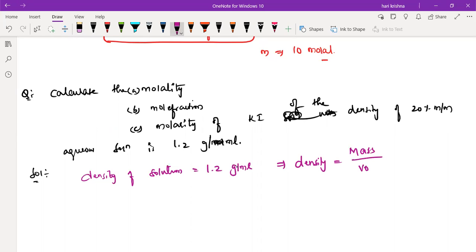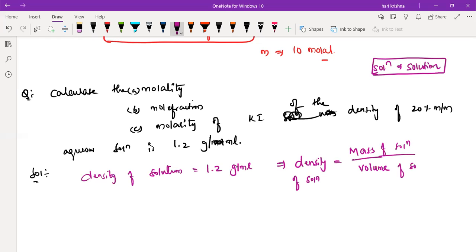Mass by volume, right? This is the density of solution. Whenever I write SOL with a superscript N, that means solution. Understanding? So the density of the solution is equal to the mass of solution by volume of solution. Here the density of solution is 1.2 gram per ml. Density of solution is equal to mass of solution by volume of solution, that we know.